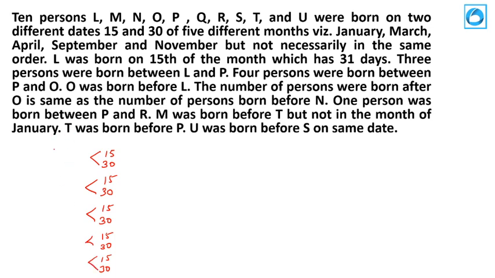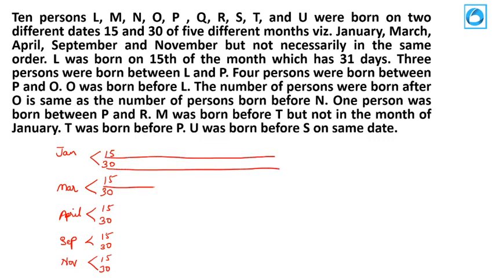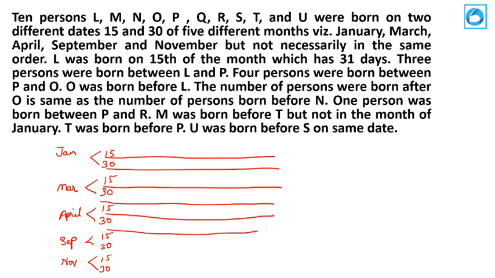So we have January. This is your January. Then we have March. Then we have April. Then we have September. And then we have November, right? And in these, you know that the months with 31 days are January and March. Generally, they give hints in these cases where we have 30 or 31 days, right? So you must know which month has 30 days and which month has 31 days. So in this case, you can see only January and your March are the ones which have 31 days.